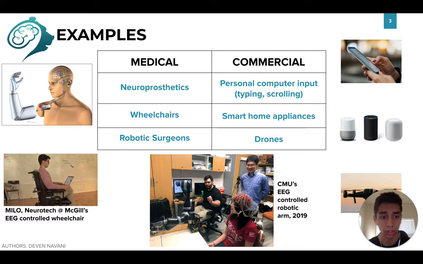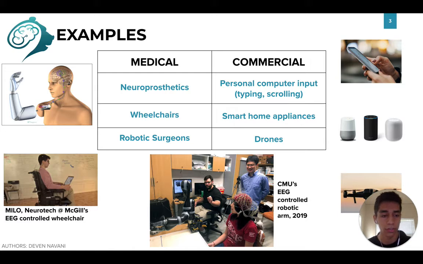Another example is wheelchairs. On the bottom left, you see a wheelchair that Neurotech and McGill created. It's an EEG-controlled wheelchair. In reality, you wouldn't see wheelchairs being controlled with the EEG because the EEG is very noisy and has low spatial resolution. However, there's a bunch of research being done into how wheelchairs can be controlled with neurotechnology, and there are examples of wheelchairs that are controlled using invasive forms of neurotechnology that have better signal.